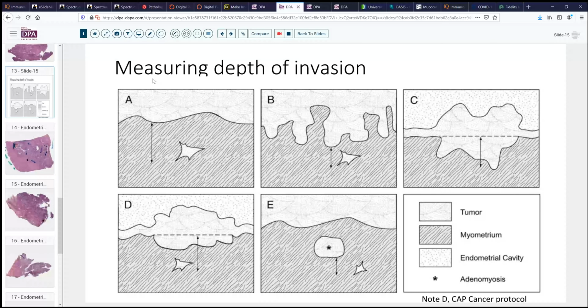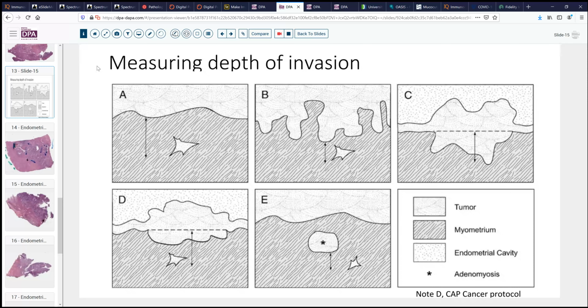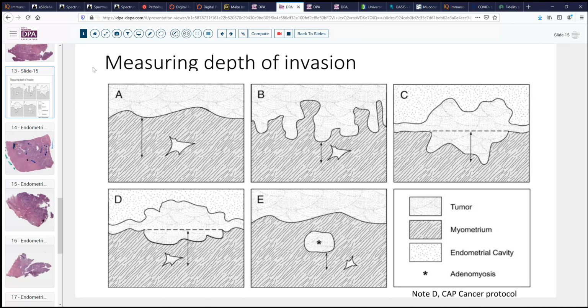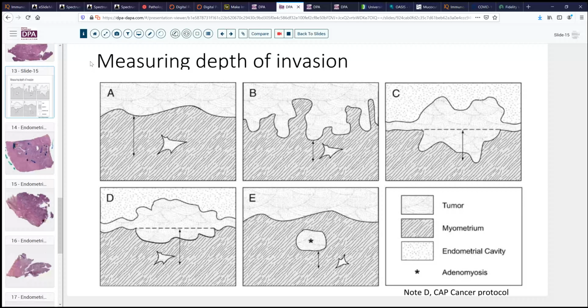of invasion. This is one of the diagrams that's taken from the CAP cancer checklist. The notes at the back of these protocols are very useful and should be reviewed from time to time, particularly early in training. So here we see the issues in terms of measuring depth of invasion. These jagged nests are the invasive tumor. The undulating line is the boundary between myometrium and tumor in the endometrium.